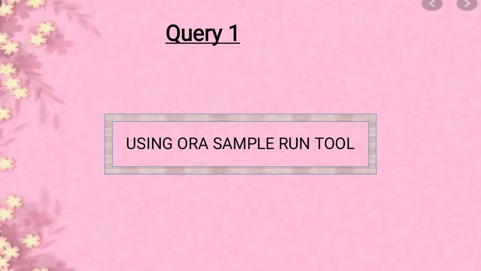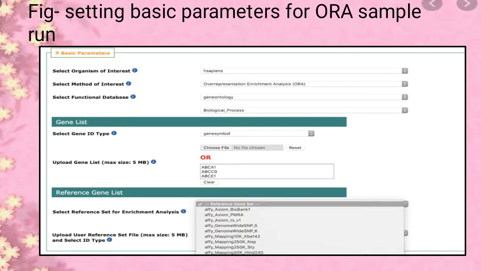This slide is showing the query which was run using the ORA sample run tool of WebGestalt. ORA, that is overrepresentation analysis, was done for a set of 100 differentially expressed genes characterizing biological processes. This figure is showing the input for the ORA sample run. The basic parameters are user defined for the input. For example, the organism of interest here was Homo sapiens, the method of interest was ORA, and a file for the gene list of size 3 MB was uploaded for the analysis from database EST.